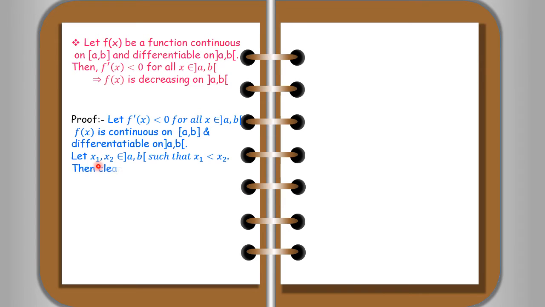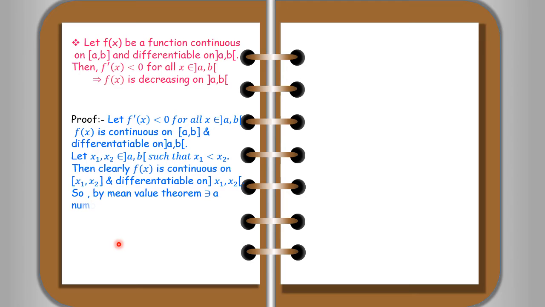So as in the previous one, let x1, x2 belong to this open interval. Since the function satisfies the conditions of the mean value theorem, I can use the mean value theorem on this open interval (x1, x2). That means there exists a number c between x1 and x2 such that f dash c is given by (f of x2 minus f of x1) by (x2 minus x1).